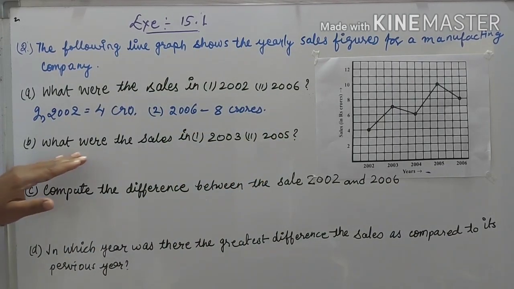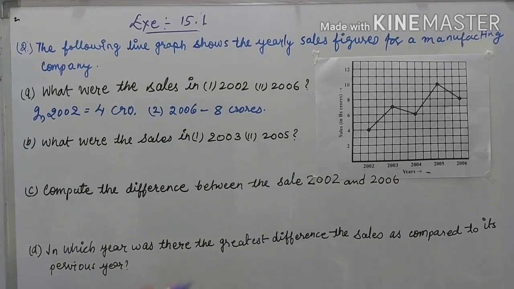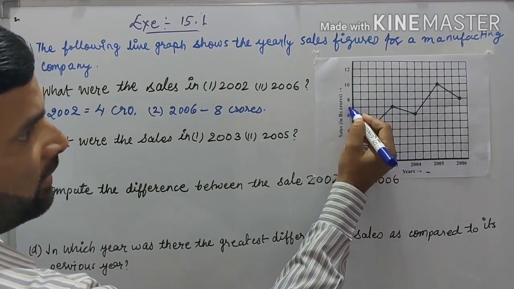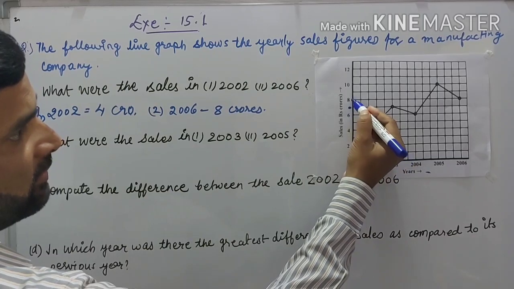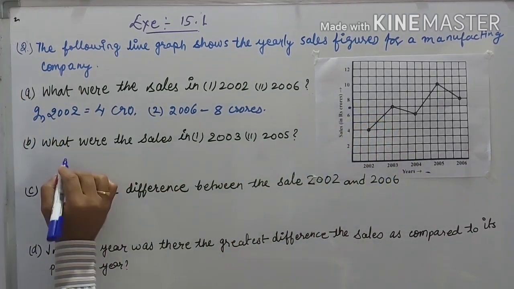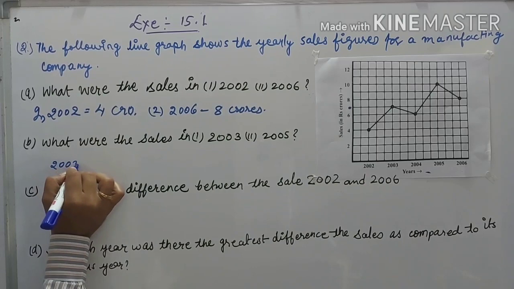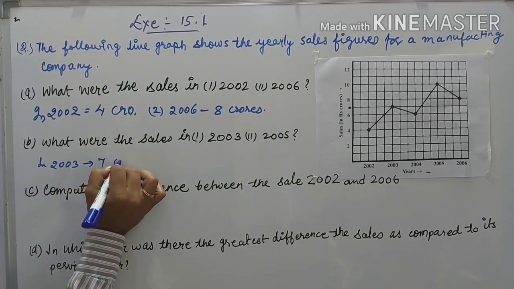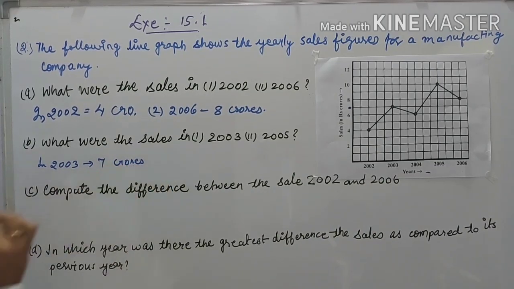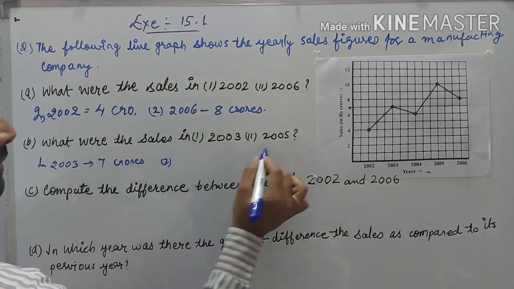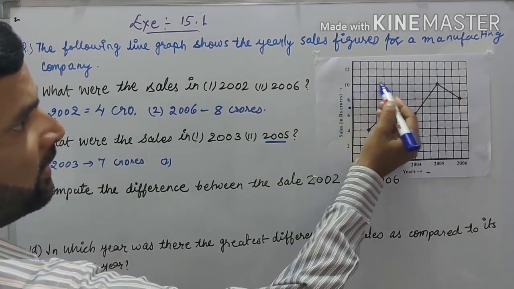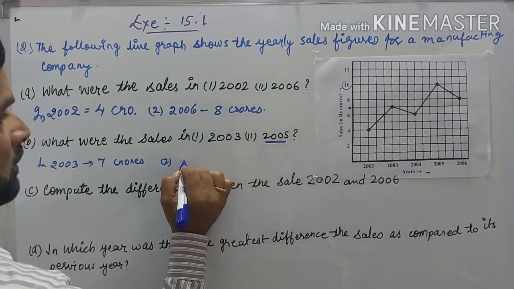Next: what were the sales in 2003 and 2005? For 2003 you go up, and the sale is at this point. This point is between 6 and 8. This is the 7 point. It means the sale of 2003 is 7 crores. Okay, and the second question is 2005. The sale of 2005 is 10 crore.